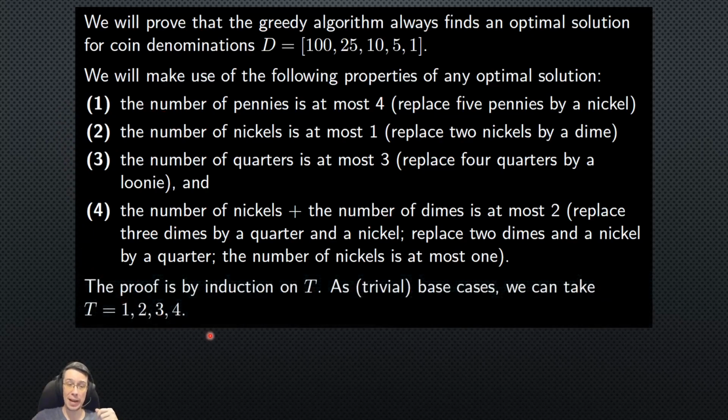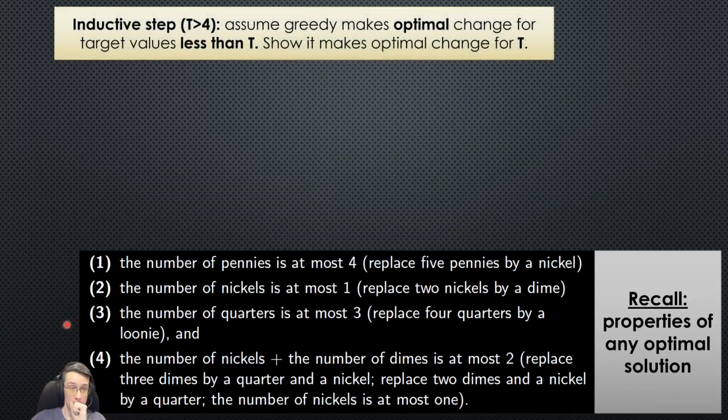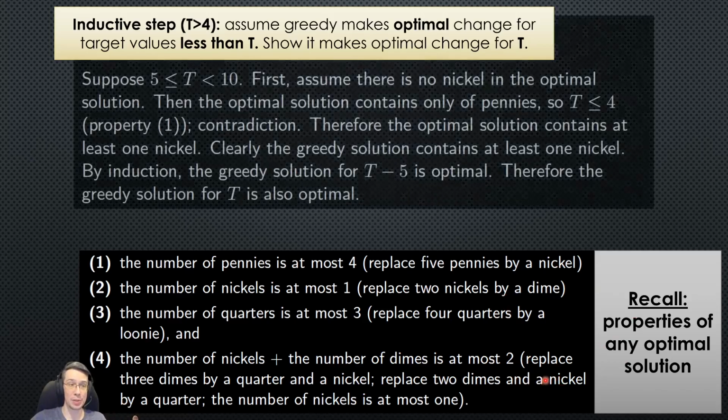Now the proof is going to be by induction on the target sum t, and as trivial base cases, we can take t equals 1, 2, 3, and 4. Clearly, the greedy algorithm does the optimal thing in those cases, because the only solutions are t pennies. Now for the inductive step, we're going to consider t greater than 4. We're going to assume that greedy makes optimal change for target values less than t, and we want to show that it makes optimal change for t. And here I'm just recalling the properties that we've argued are true of any optimal solution.